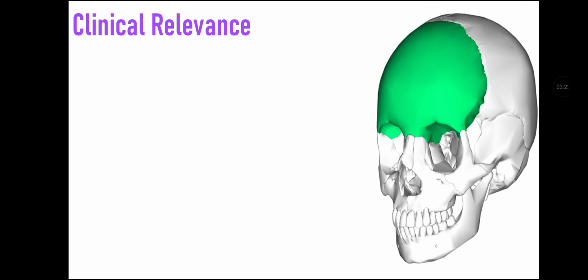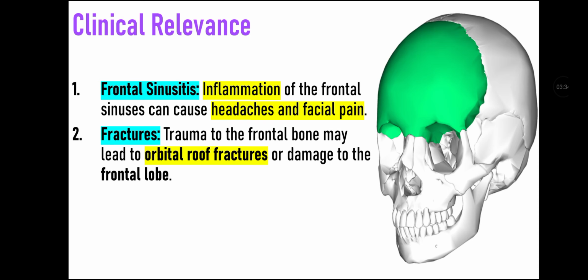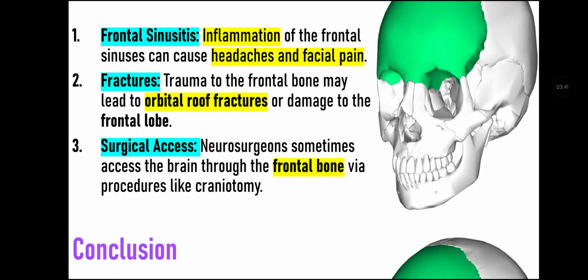Now let's talk about clinical significance of frontal bone. The first significance is frontal sinusitis. There is inflammation of frontal sinuses and that can cause headaches and facial pain. Second clinical significance is fractures. That is, trauma to the frontal bone may lead to orbital roof fracture or damage to the frontal lobe. Next is surgical access. Neurosurgeons sometimes access the brain through the frontal bone through procedures like craniotomy.